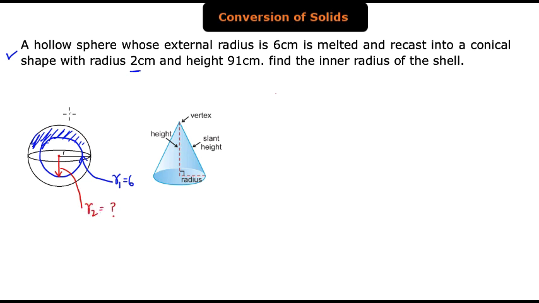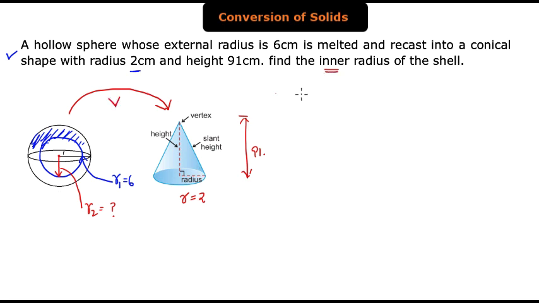So once you convert this volume into a conical shape, it is completely filled with the metal that comes from this hollow sphere, okay? So the radius of this, let's say it is just simply r. This radius is equal to 2 centimeter with a height of 91 centimeter, okay? We need to find the inner radius of the shell. So what remains constant in this conversion? What remains constant is the volume.